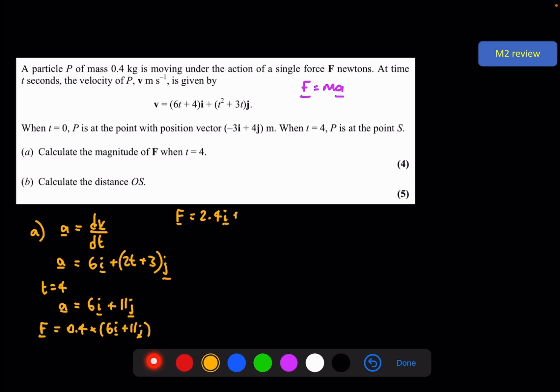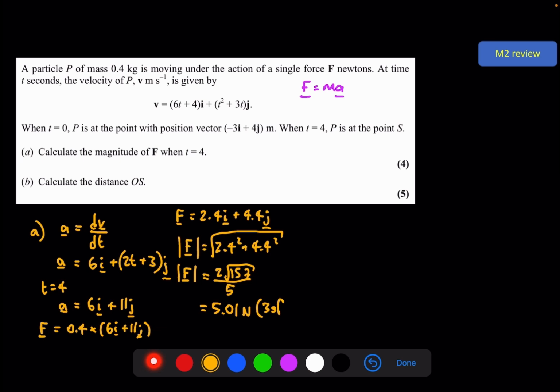which gives us 2.4i plus 4.4j, and if it was a vector we would leave it there, but it wants the magnitude of F. So we now need to find the magnitude of F by using Pythagoras. So 2.4 squared plus 4.4 squared, square rooted, and if I put that all on my calculator, it gives me 2 square root 157 over 5, or in decimal form, 5.01 newtons to 3 significant figures.